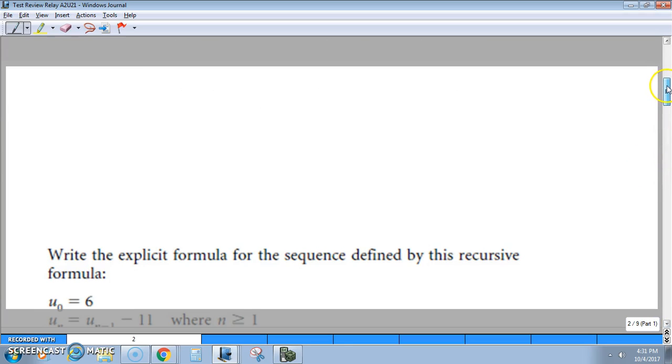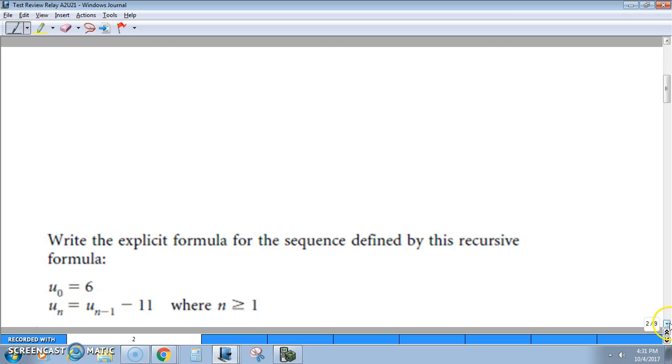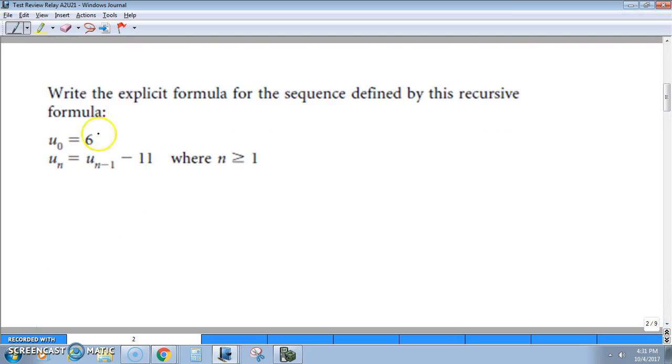All right, write an explicit formula for the sequence defined by the recursive formula. So, u sub 0, this is going to be our y-intercept. And if our rule is subtracting 11 each time, then that's going to be our slope. So pretty easy. You can write it as y equals, and if my slope is negative 11, x plus my y-intercept is 6. And I'm going to use slope-intercept form, obviously, because I have the slope and I have a y-intercept.